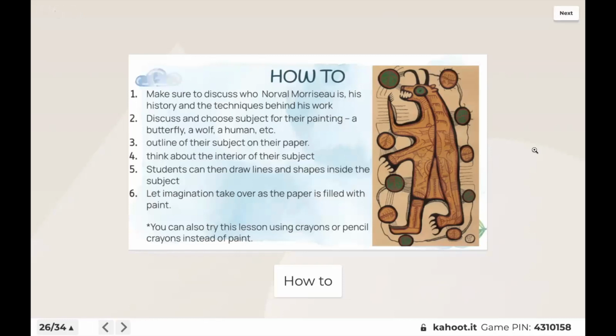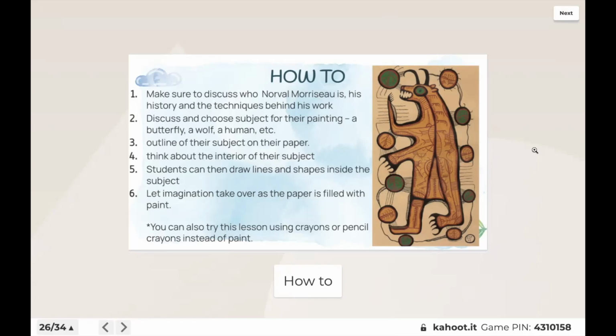And then how you could teach this lesson, like I said, make sure to discuss who Norval Morrisseau is, his history and his techniques, where he's from, why he might paint bears, and that's because he's Ojibwe, and there are bears in Northern Ontario, so kind of how his location and his history reflect his art. And then the students can choose their painting, what they're going to do, kind of brainstorm if they're going to do the butterfly, a wolf, or if you're going to do older grades, do the whole story. What are the parts that they're going to include in the story?